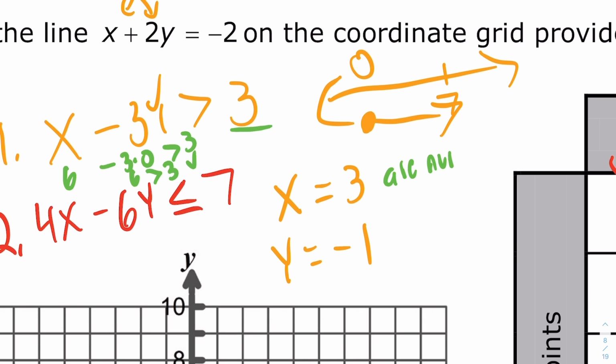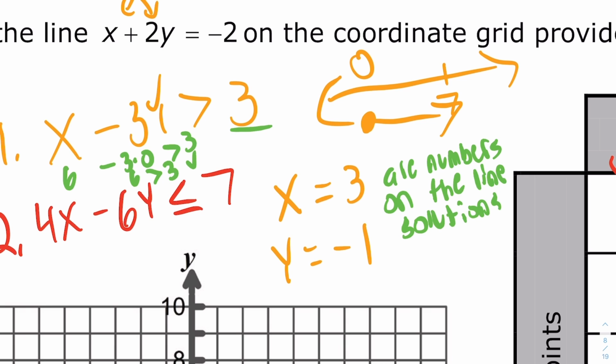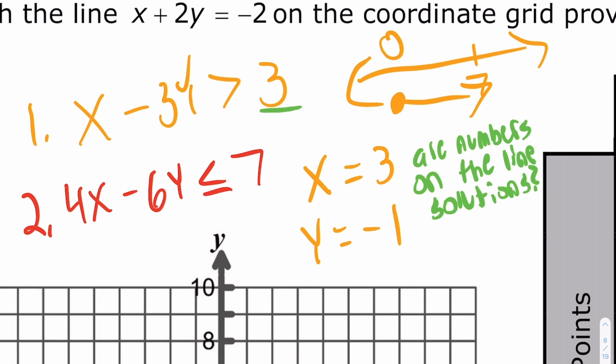Are numbers on the line solutions? Well, let's check. It won't take very long, and then you'll never have to check it again. If I put the number 3 for x and 0 for y, because that's the x-intercept, do we get something greater than 3?